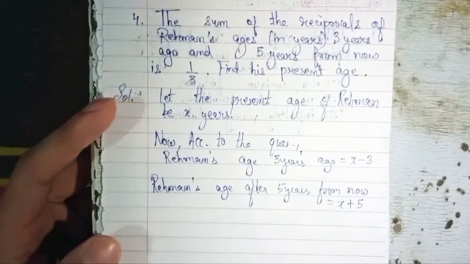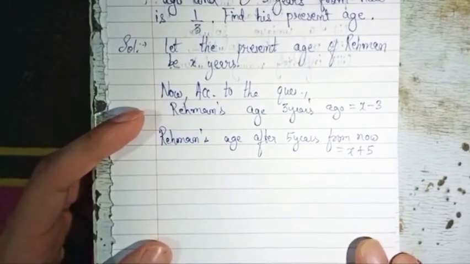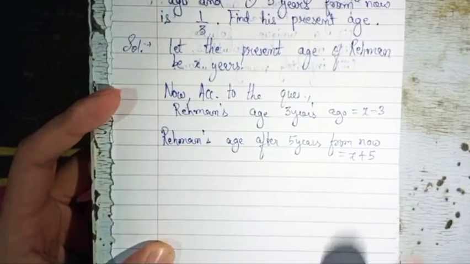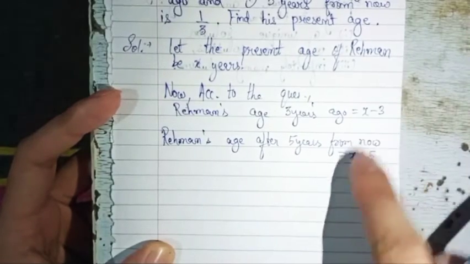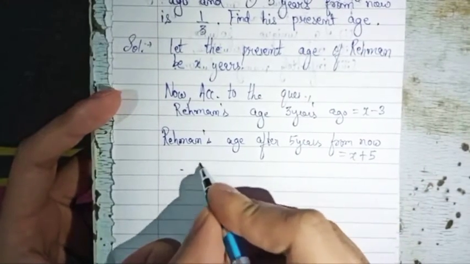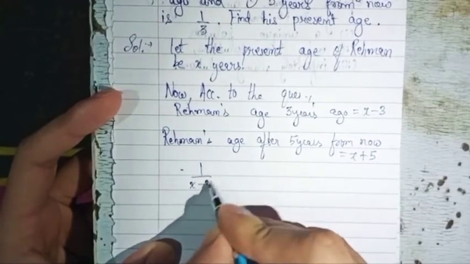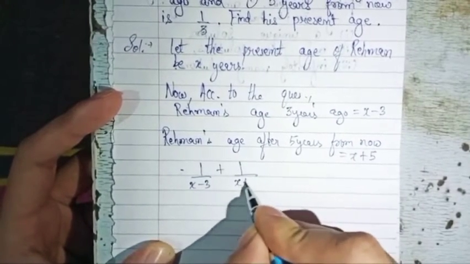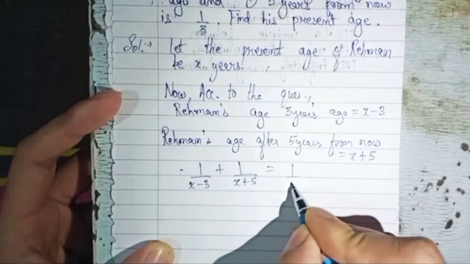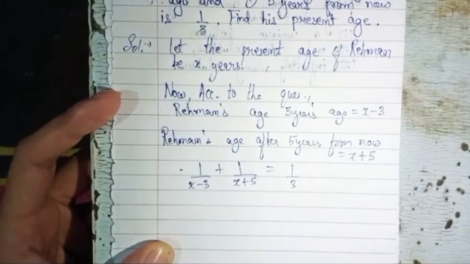Okay, now these two values, according to the question, the sum of the reciprocals of these values will be equal to 1 upon 3. That means 1 upon x minus 3 plus 1 upon x plus 5 is equal to 1 upon 3, as given in the question.